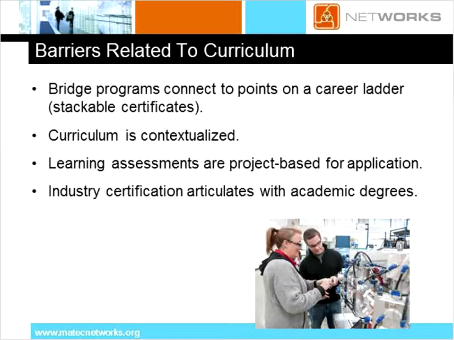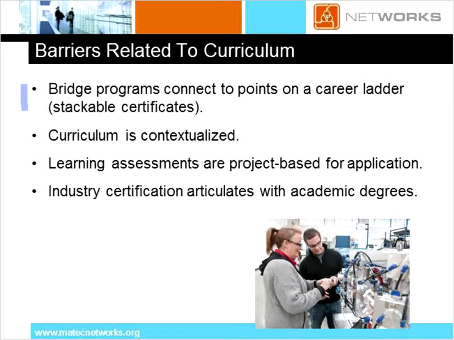I think these are how bridge programs address barriers related to the curriculum. So oftentimes we have four more main characteristics of bridge programs. Here at the top, bridge programs connect the points on a career ladder, right? Not necessarily to an academic degree. Someone else brought up the idea that why is transfer the holy grail? And this is addressing that.